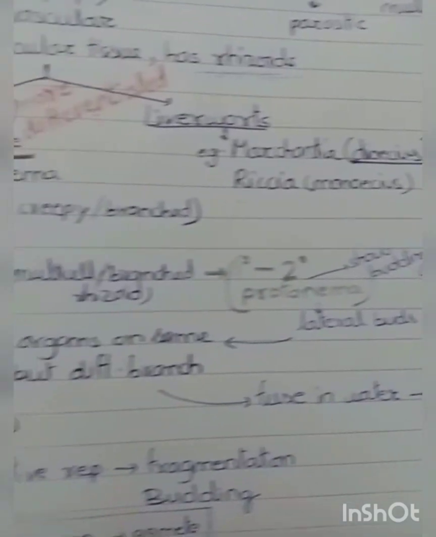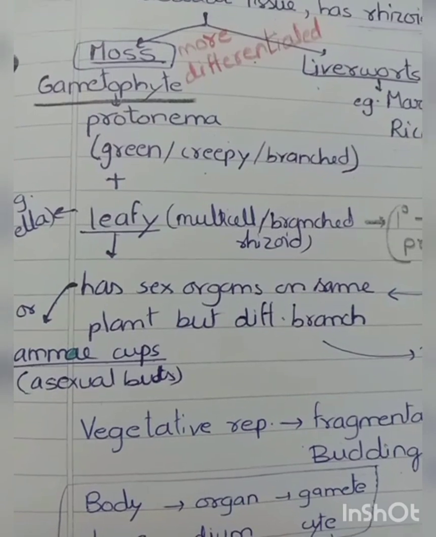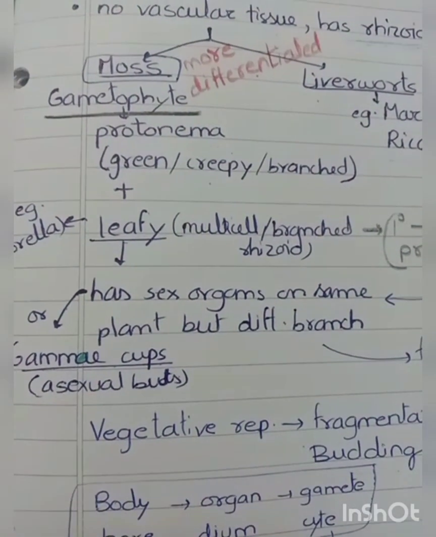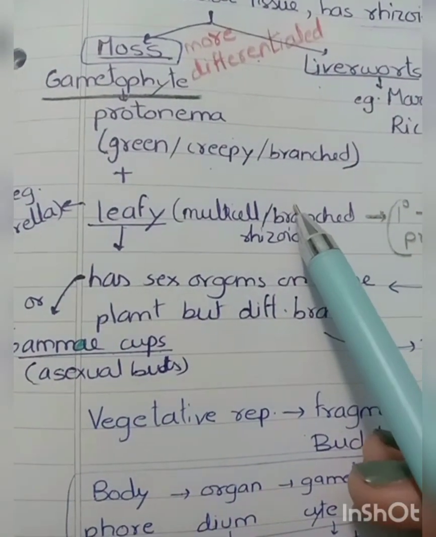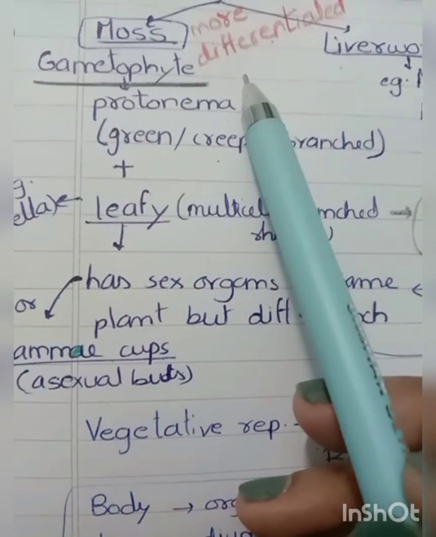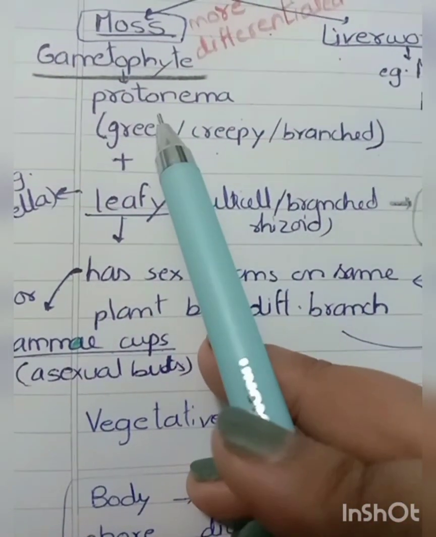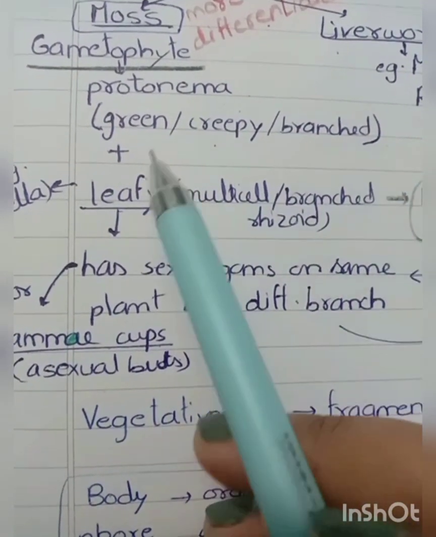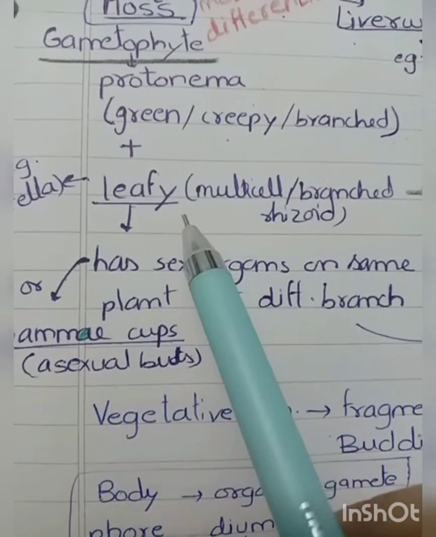Okay, so now let's study about reproduction in bryophytes. Bryophytes show both sexual reproduction and also vegetative reproduction. Okay, so first let us study about sexual reproduction. First of all, the main body of the bryophyte, that is known as the gametophyte, develops into a protonema. This stage of the bryophyte is green, creeping and branched. And it either develops into a protonema or it develops into a leafy stage.